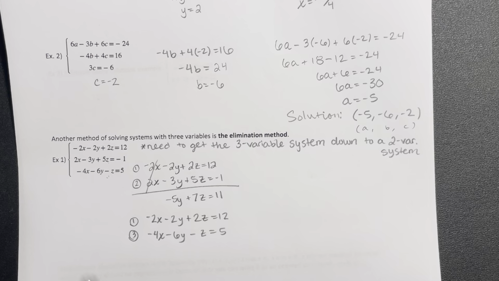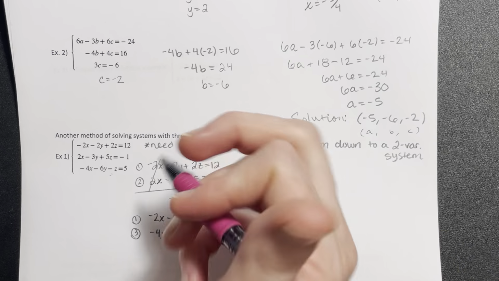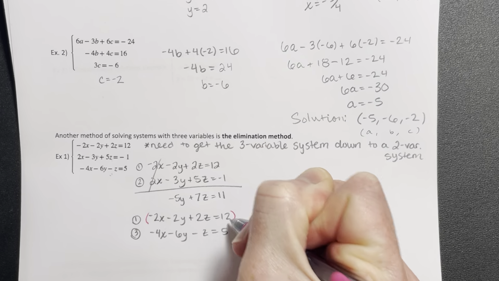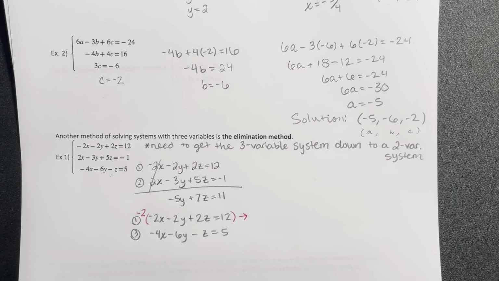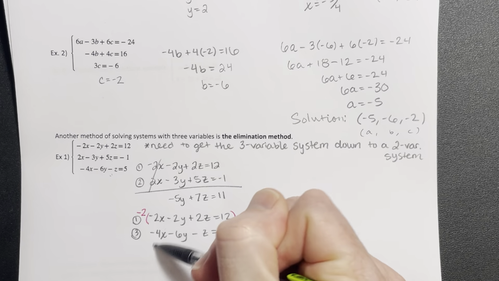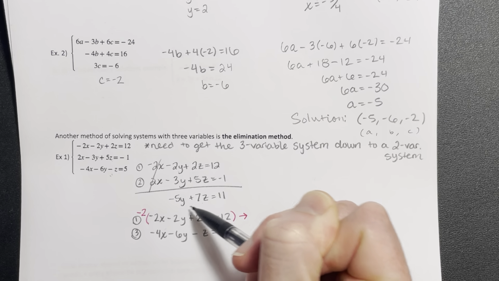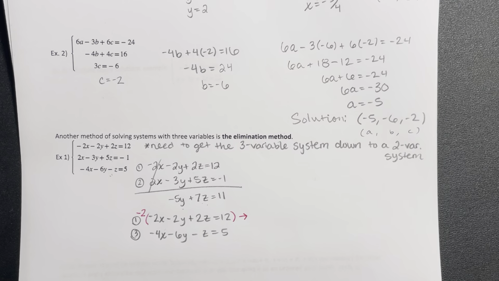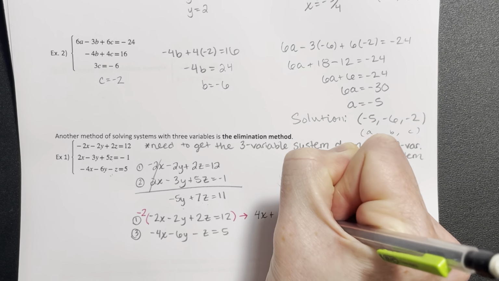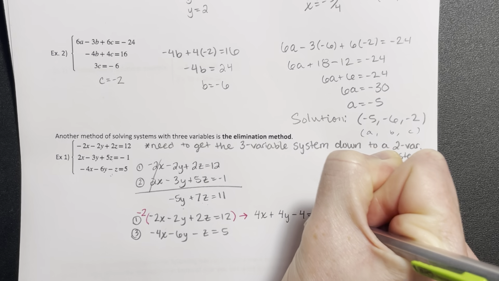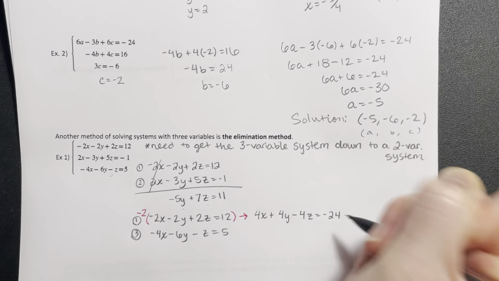And so I'm going to multiply the top equation by negative 2. That will let me eliminate the x's. And I want to eliminate x's because I need an equation of only y and z to match that previous equation that we created. So this would say 4x plus 4y minus 4z equals negative 24.